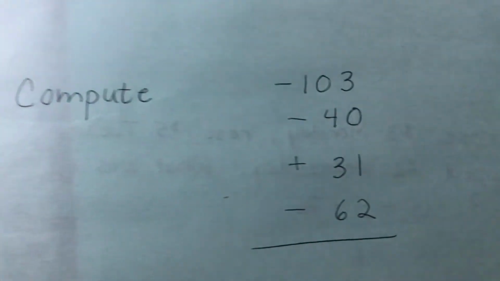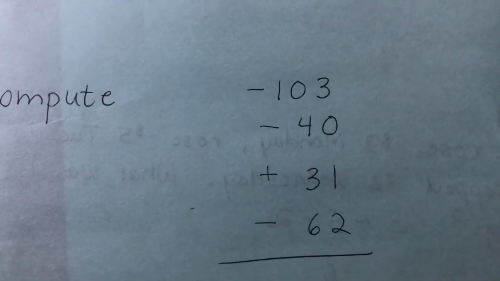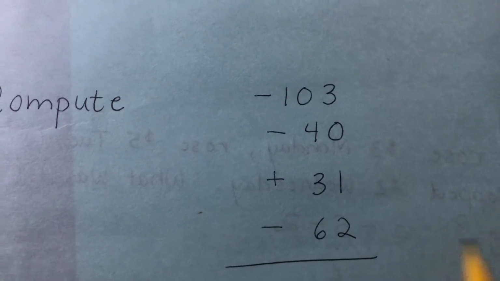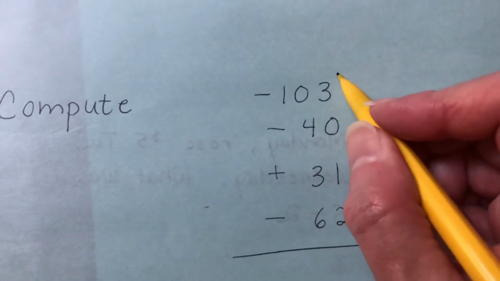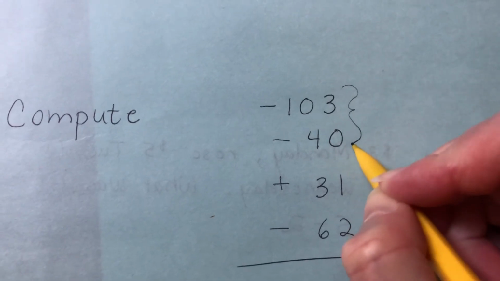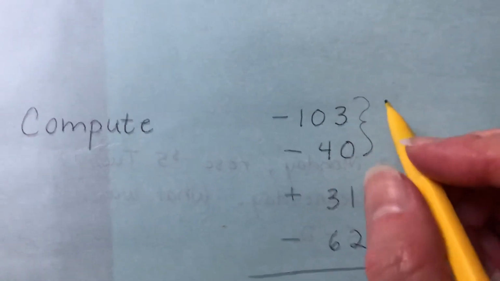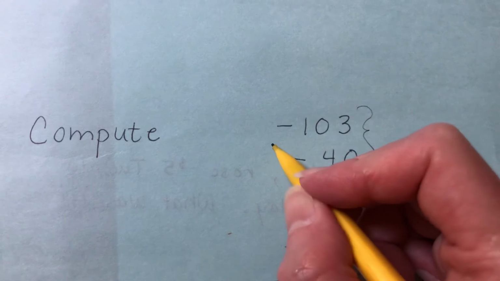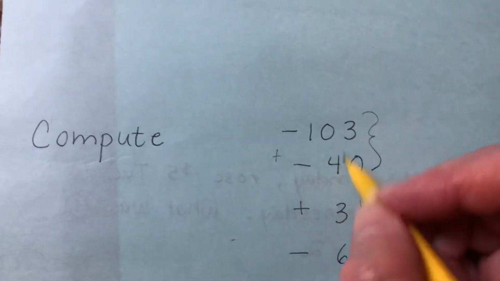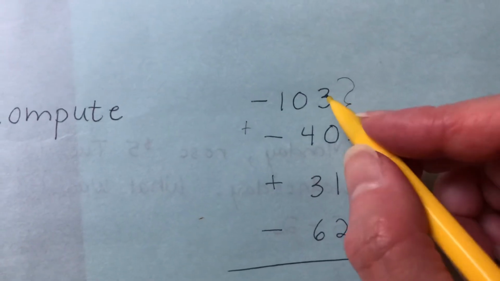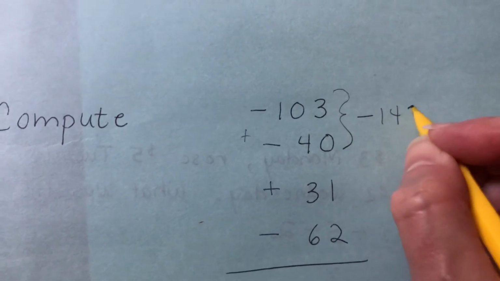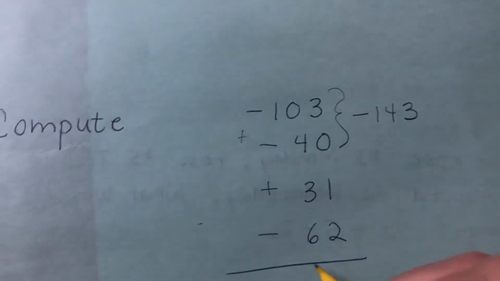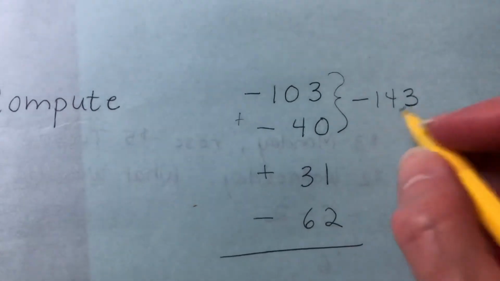And then if we want to compute negative 103 minus 40 plus 31 minus 62, first I would probably put together the two negatives. I'm adding them because subtraction is the same as adding the opposite. So I'm just accumulating more negatives. So just add these together, negative 143. Then I'm going to add my negative 62.